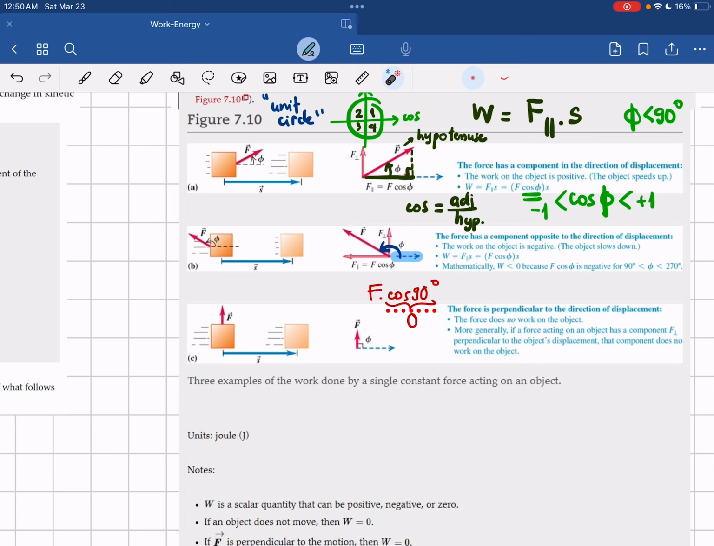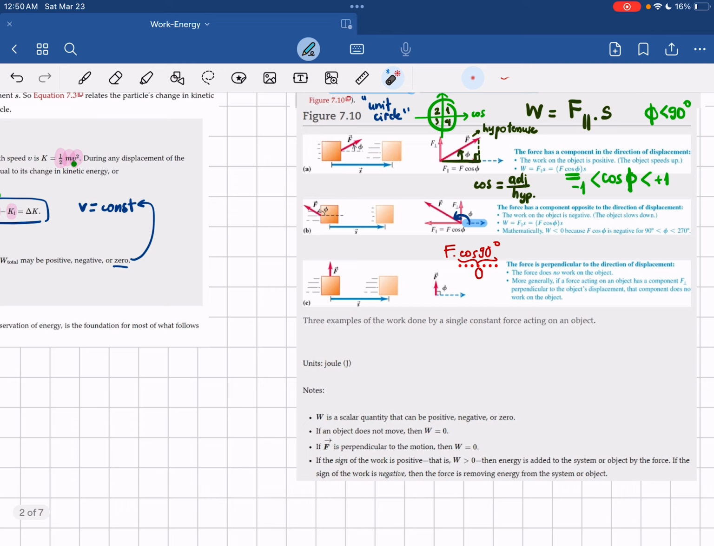Okay, so that's the 3 examples of the work done by a single constant force acting on an object. And they also mentioned that the unit of work should be the Joule, because it's related to energy. And they note W is a scalar quantity. Scalar means it doesn't have any direction, okay? It can be positive, negative, or 0. Agree? Those are the 3 examples we just saw.